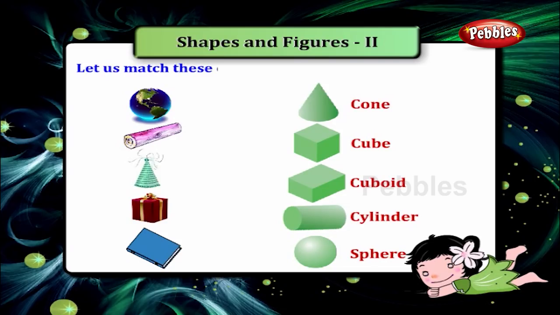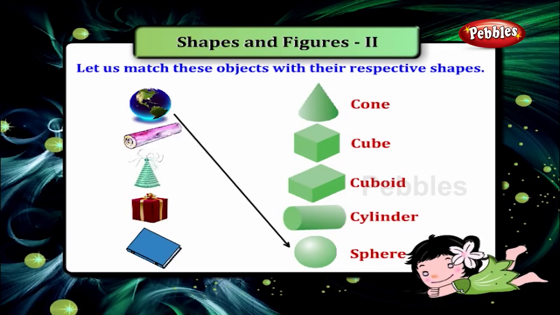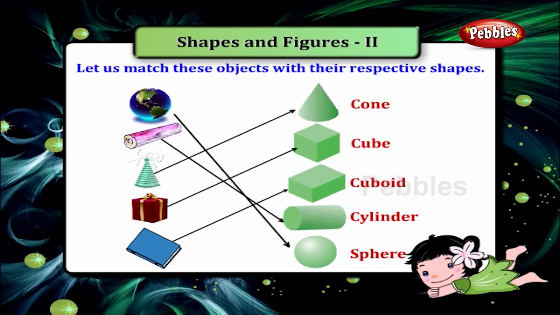Let us match these objects with their respective shapes. The model of the Earth has the shape of a sphere. This wooden log is cylindrical in shape. This birthday cap has the shape of a cone. This box has the shape of a cube. This book has the shape of a cuboid.